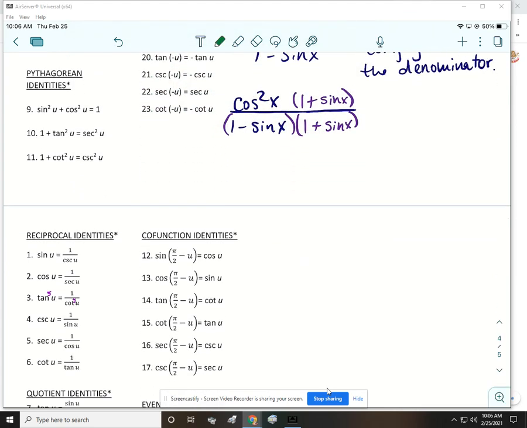All right, so now I'm going to leave the numerator like it is. But in the denominator, I'm going to multiply it out. Because they're conjugates, we can do the shortcut multiplication. So we can just do 1 times 1, and then negative sine of x times positive sine of x is going to be negative sine squared of x.